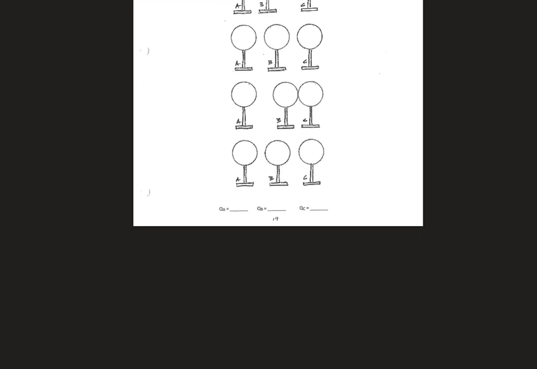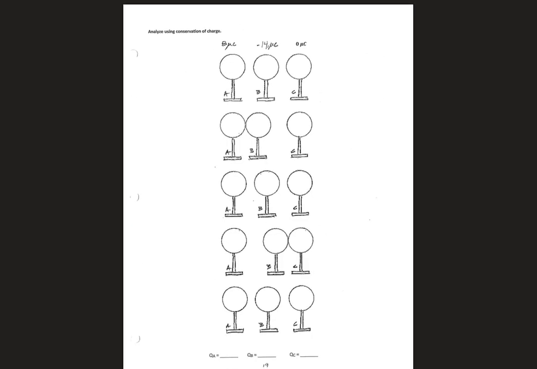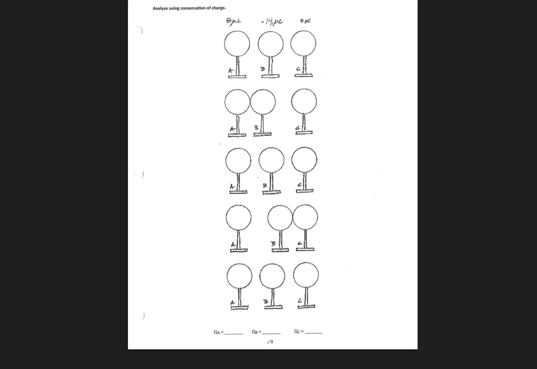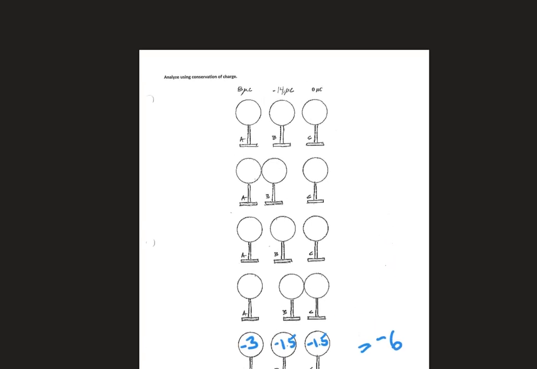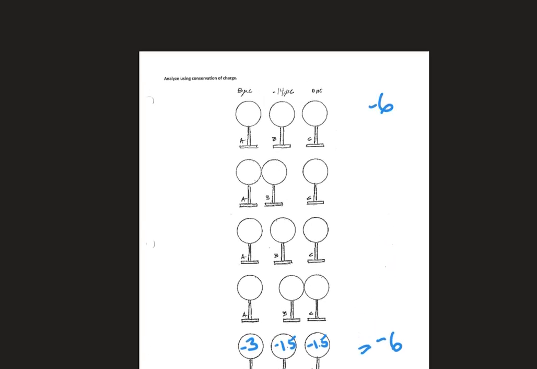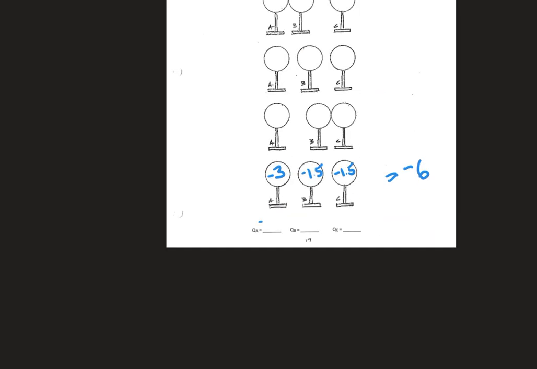Let me zoom in. The final answers, let me see if I remember them. We've got negative 6, negative 3, 1.5. I believe it comes out to be negative 3. Yep, I'm pretty sure. Negative 1.5 and negative 1.5. By the way, they weirdly still add up to negative 6, but at the beginning, they also added up to negative 6. And to be correct, we should put in our microcoulombs. Okay, if you didn't get that as an answer, check in with me, but it's really just adding numbers, dividing by 2. Pretty straightforward, right?